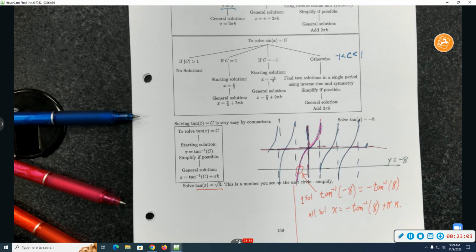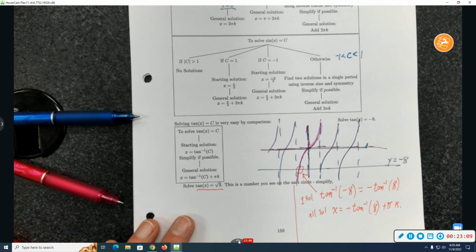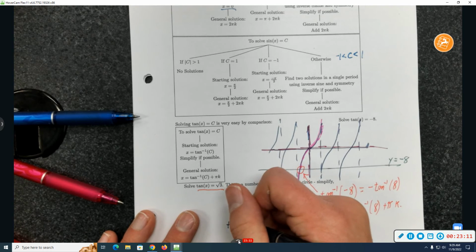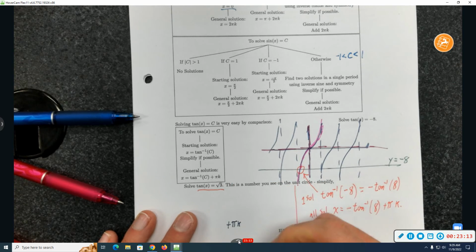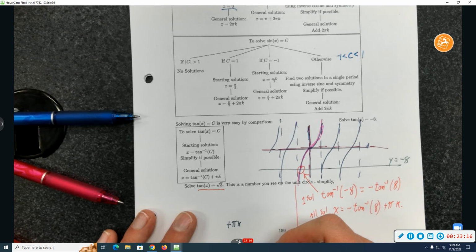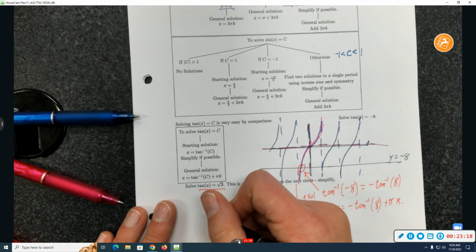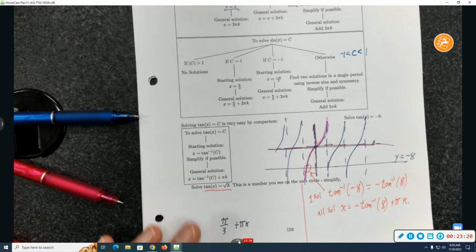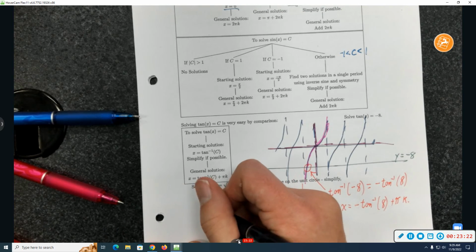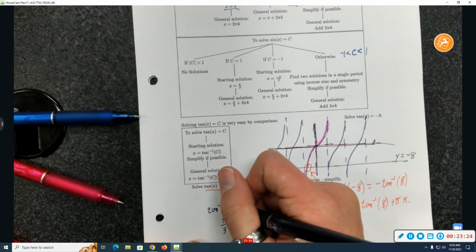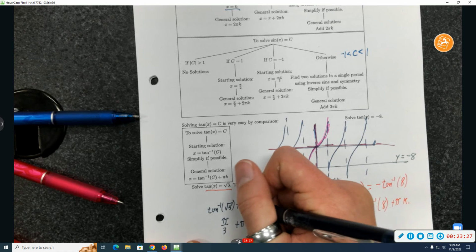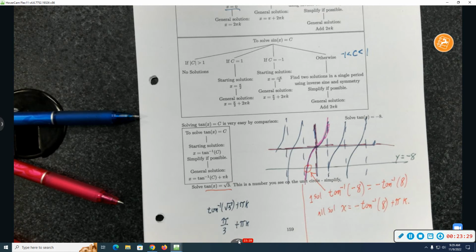So what solution are people getting? Pi over 3 plus pi k. Cool. How many people had as their answer inverse tangent of the square root of 3 plus pi k? Nice. You're not wrong, but you're also not simplified.